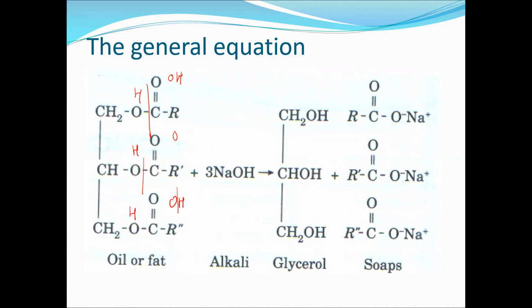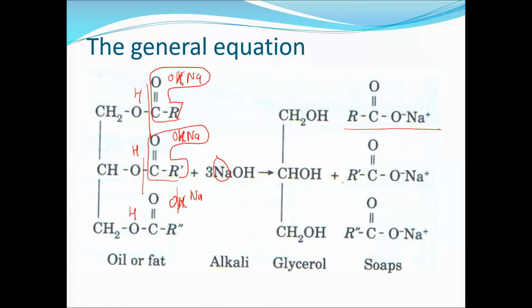Okay, I got OH here. Teacher took out the hydrogen and I put in the Na. So you got RCO, take a hydrogen, put in the sodium, Na. Take out the hydrogen, put in the sodium, Na. Take out the hydrogen and put in the sodium, Na. So can you see now teacher got RCOONa? I got one here. R' COONa. Second one here. R'' COONa. This is the soap that teacher wants.